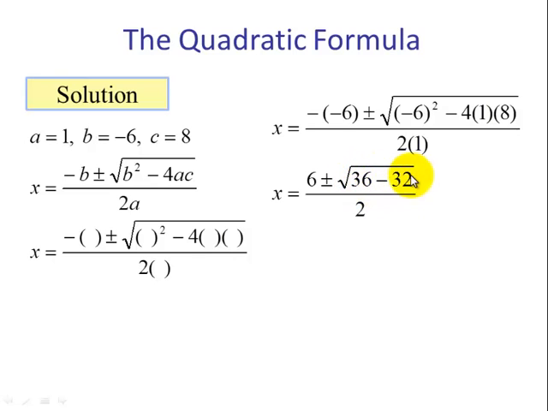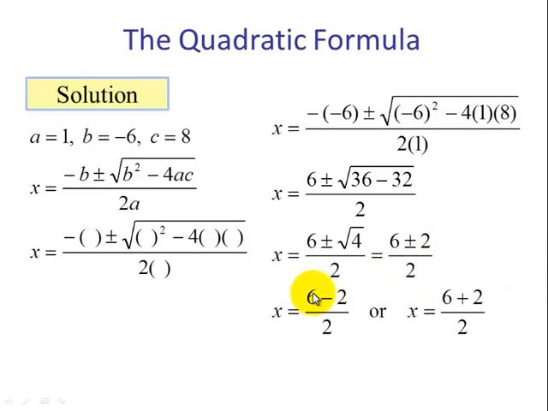Next, we want to subtract, and we get 6 plus or minus the square root of 4, all divided by 2. Square root of 4 is 2, so we have 6 plus or minus 2 divided by 2. So this is two solutions: 6 minus 2 divided by 2, and 6 plus 2 divided by 2. 6 minus 2 is 4, divided by 2 is 2, and 6 plus 2 is 8, divided by 2 is 4. So the solution to this quadratic equation is x equals 2 and x equals 4.